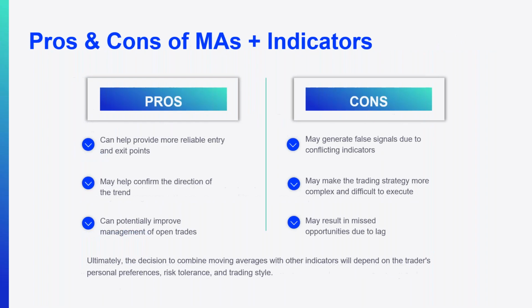Now, when it comes to disadvantages, they may generate false signals due to conflicting indications, because sometimes you might get the RSI showing one thing and the MACD showing another, and then you'll be like, okay, what are we going to do here? You've got two signals, and it's up to you to decide what to do. But the best thing, of course, is that if there is conflict, then you leave that trade. They may make the strategy more complex and difficult to execute, because you've got more steps to tick off as you go, and they may result in missed opportunities due to lag.